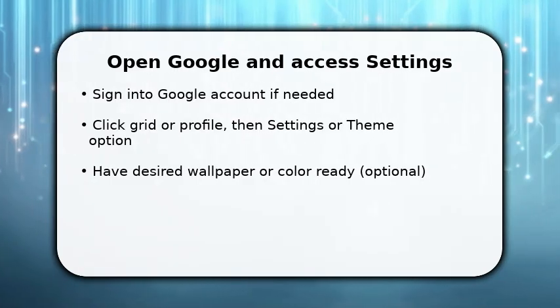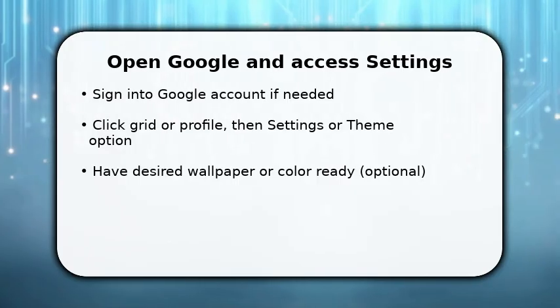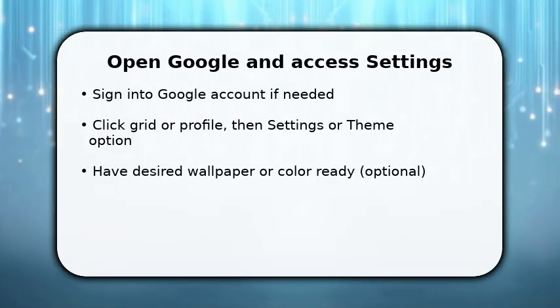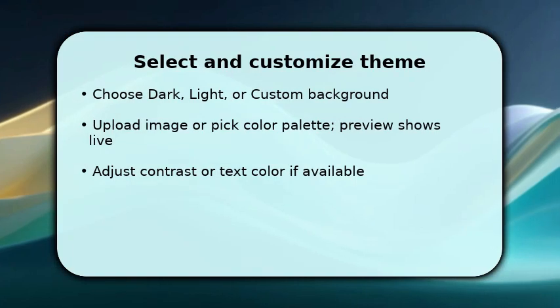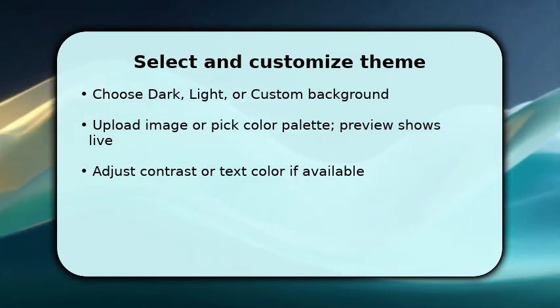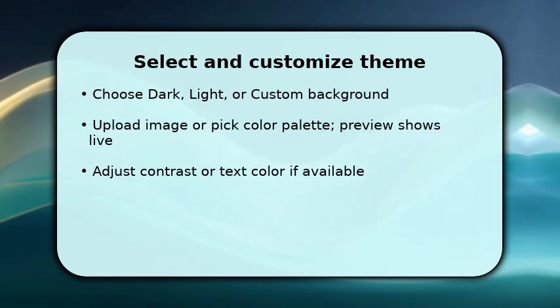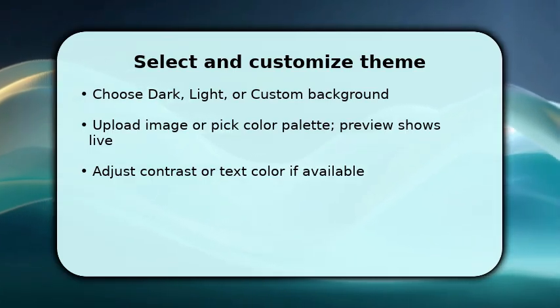Next, choose the Themes or Customize option. This is the first actionable step that brings up immediate visual controls for color. Now you pick the theme type: dark, light, or custom. If you select custom, upload an image or pick a color palette from the options. The preview updates live so you can see results before saving.